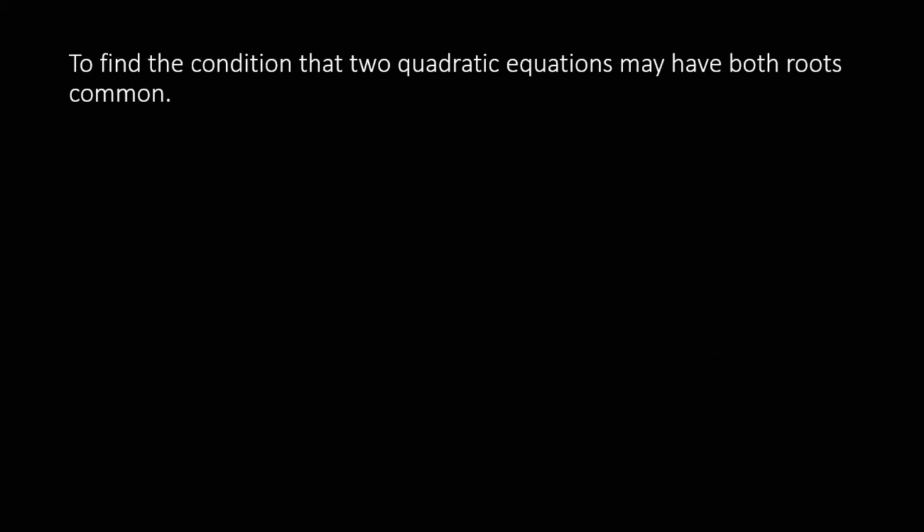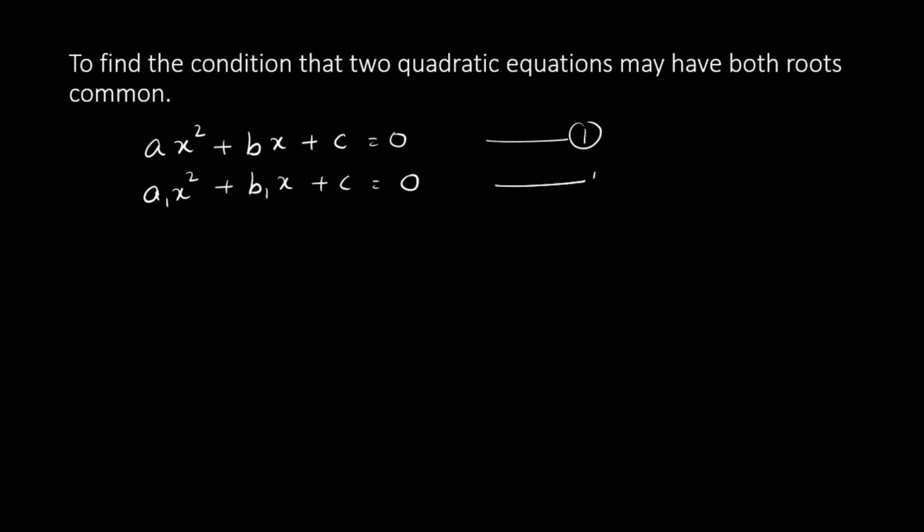Moving to the next one, to find the condition that two quadratic equations may have both roots common. Now here we have to see a condition that both roots are common. Suppose we have a quadratic equation ax square plus bx plus c equal to 0, this is equation 1, and the second quadratic equation is a1 x square plus b1 x plus c1 equal to 0.